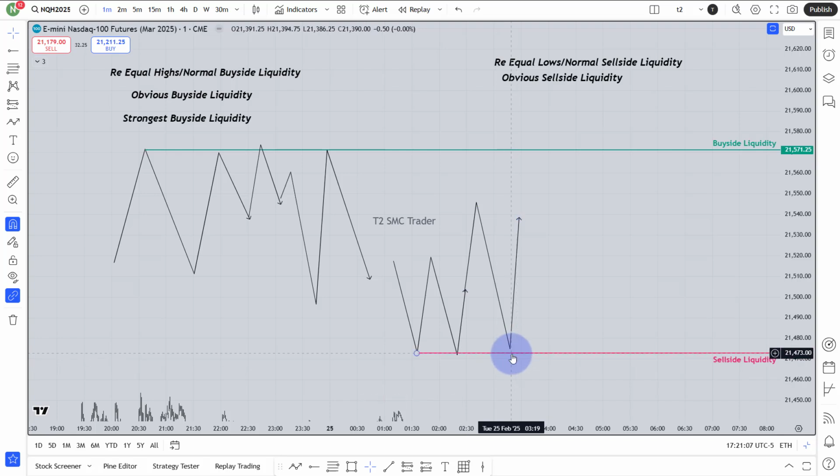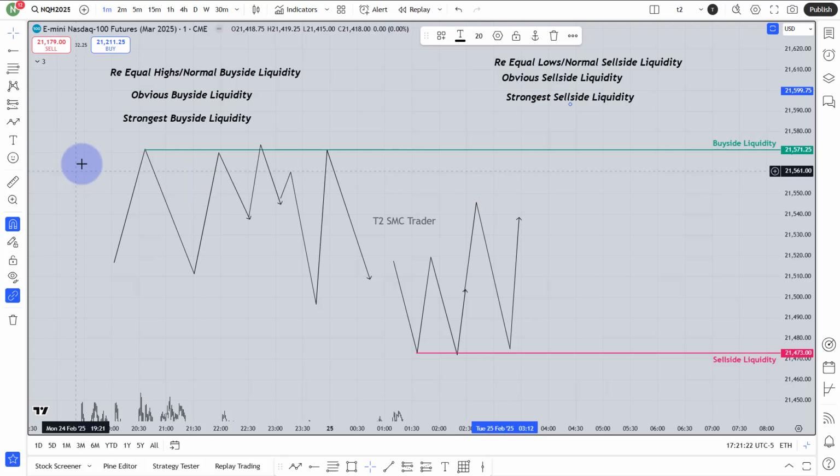I will call this the strongest sell side liquidity. So I'll mark it as my strongest sell side liquidity. Here, this should be the double sell. This is called the strongest sell side liquidity. So there are three types of liquidity you have learned.